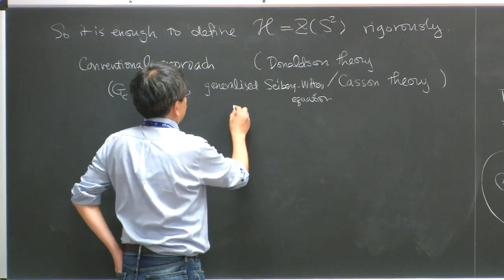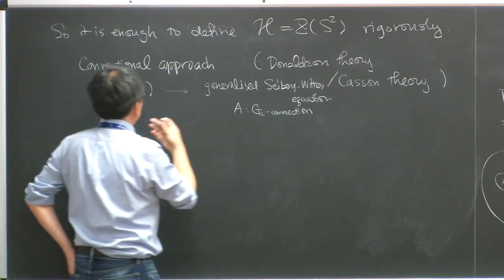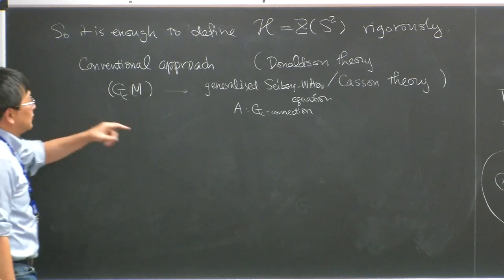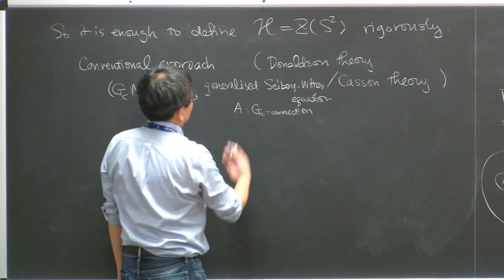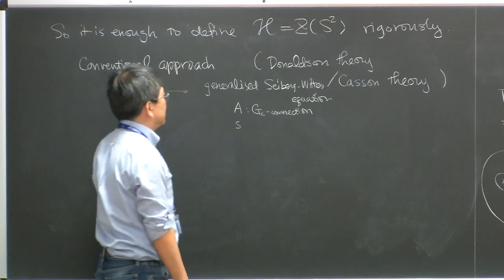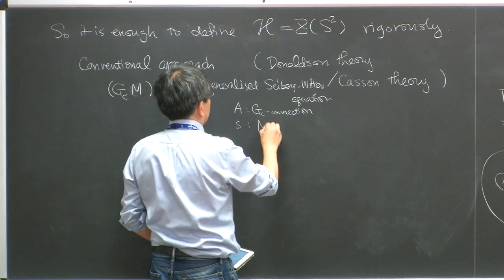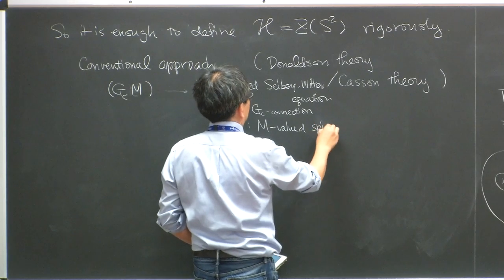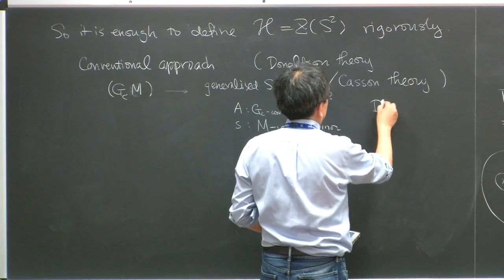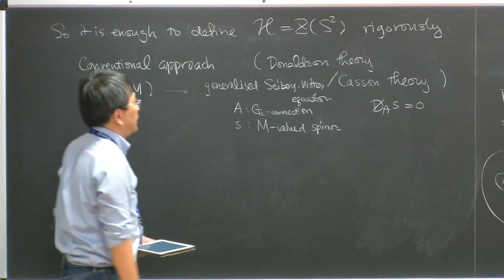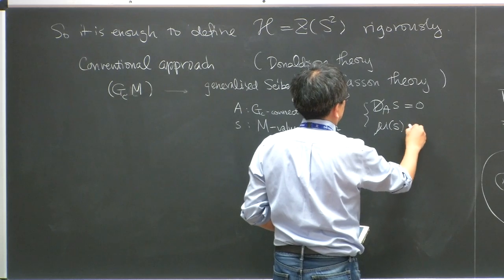So it is an equation for pairs (A, S). A is a G connection, a G_C connection. You must be a little bit more careful to make sense of and write down the equation. If you are familiar with the Seiberg-Witten equation, then it will be clear how I should correct it, but I just give you a schematic way to understand the equation. So S is an M-valued spinor. Then you consider the equation that S is killed by the Dirac operator, and also the hyperkähler moment map for S is equal to F of A.